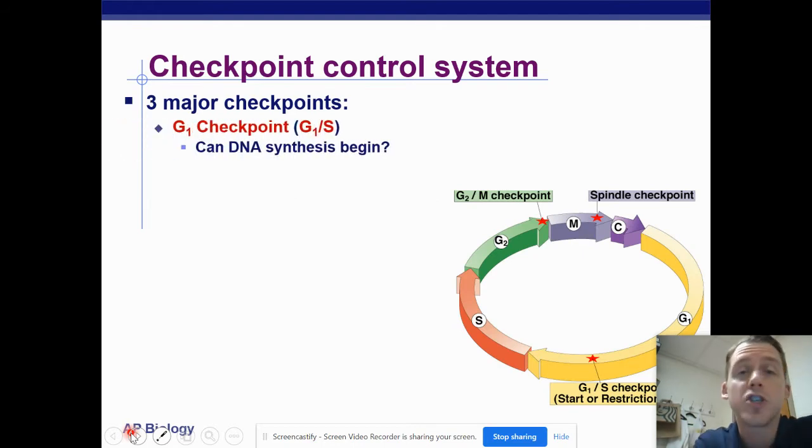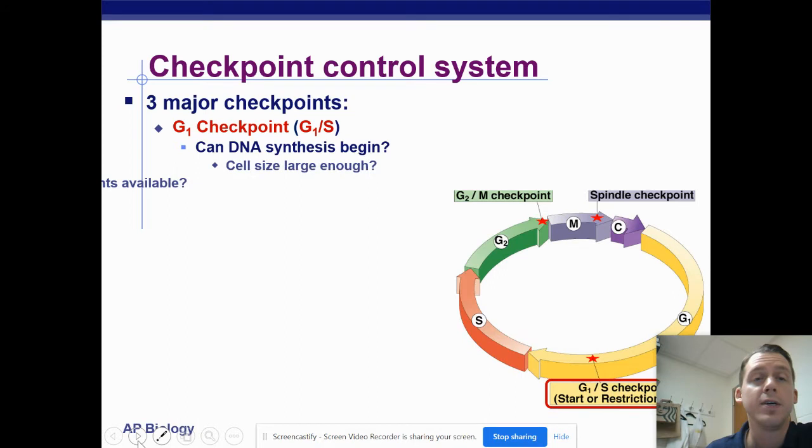First of all, there's G1. G1 is the beginning of the cell cycle. Follow my highlighter. G1 begins, and toward the end of G1, we've got this checkpoint. Can we move on to the S phase or not? Can DNA synthesis begin or won't it?